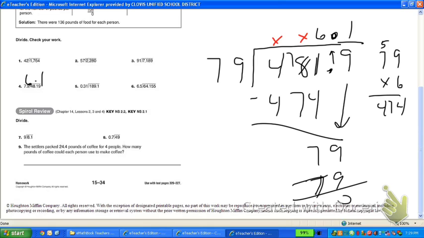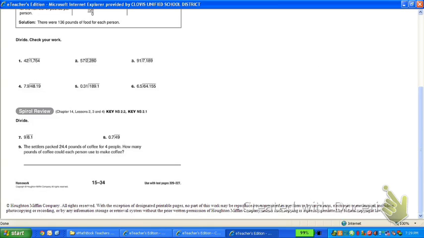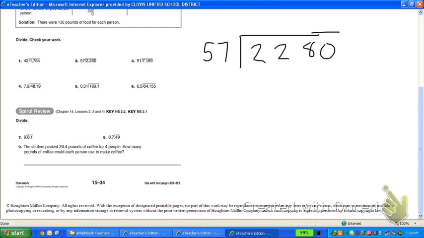Let's take a look at number 2. 2,280 divided by 57. So I've got my 5 and I've got 22. How many times can 5 go into 22? 4. 228 comes out even. Again, 57 is not going into 2. 57 is not going into 22. It's going into 228. So my number goes right above the 8.